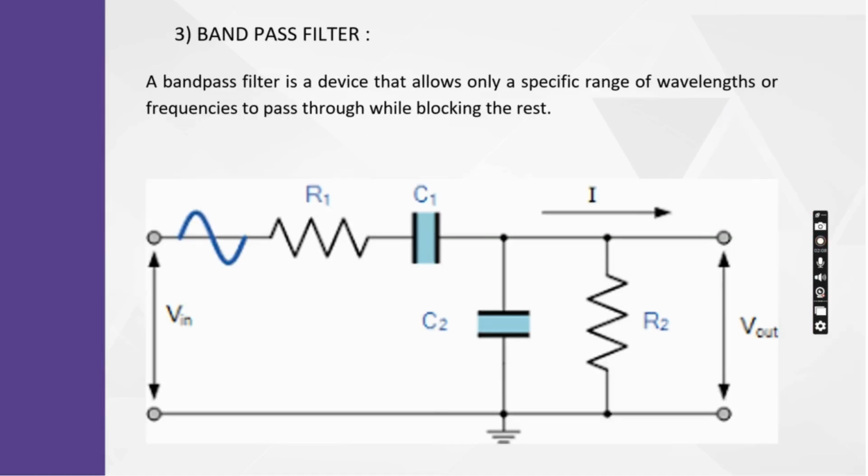Now next is the band pass filter. A band pass filter allows a specific range of frequencies to pass through while blocking frequencies outside this range. This is useful in applications like radio communication where only a particular frequency range is needed, or in musical instruments where specific frequencies need to be isolated. Band pass filters are often used in wireless communication systems to transmit only a set band of frequencies.